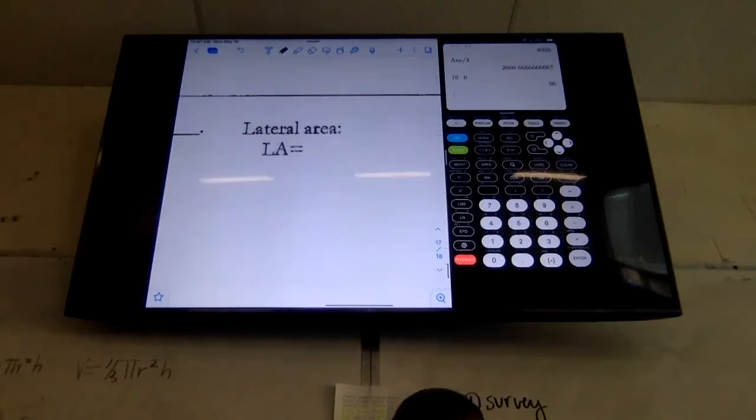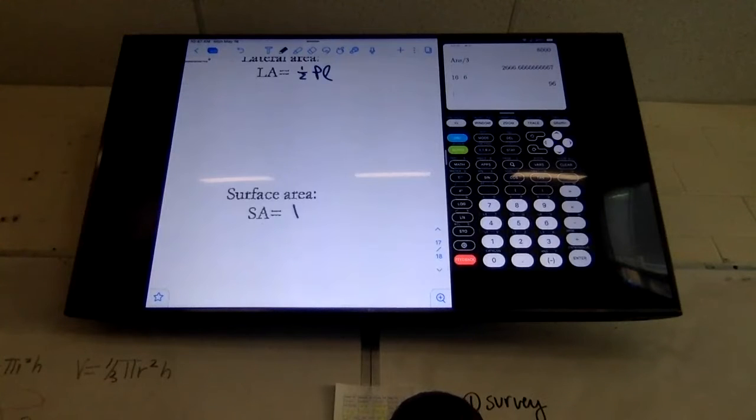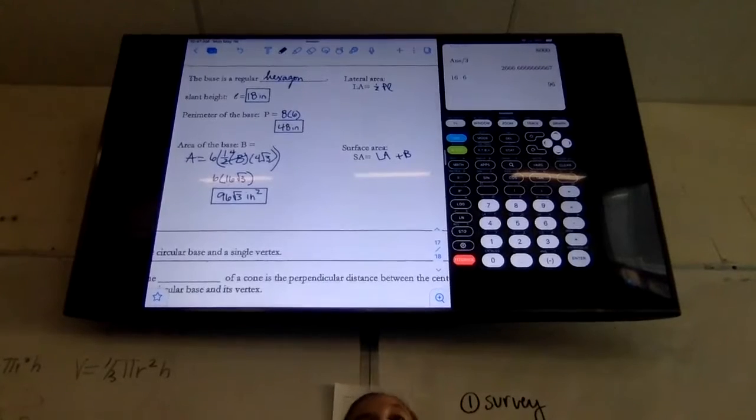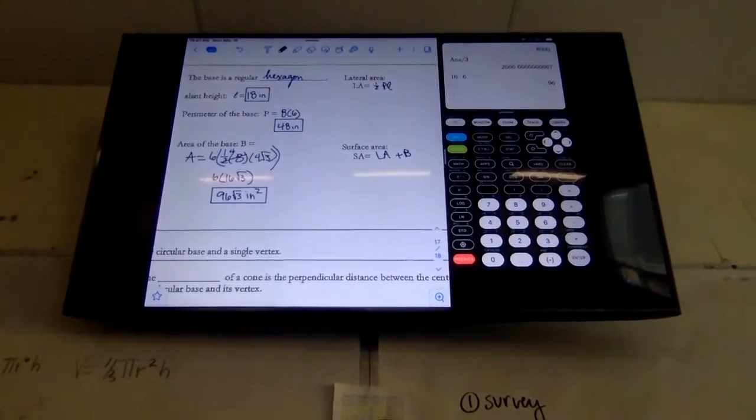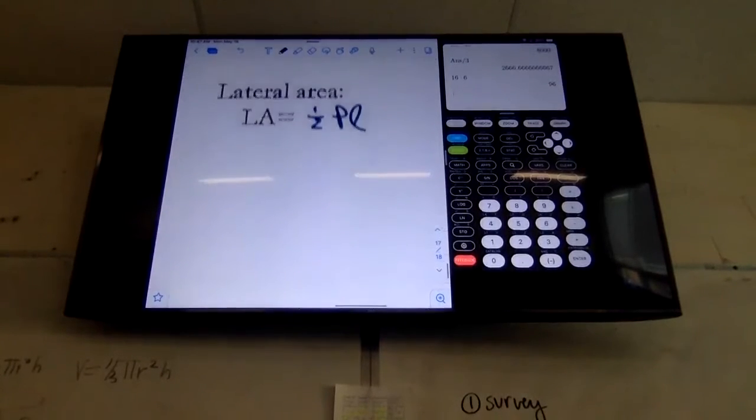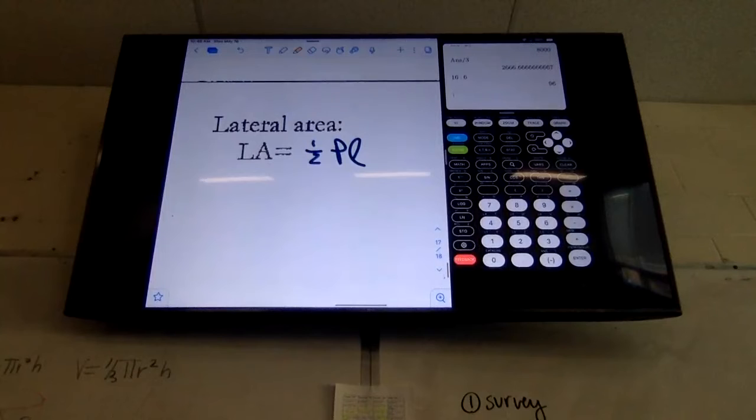So when we come over here, lateral area is 1/2 P times L. So that's my slant height. And then surface area is just LA plus B. The only reason we found a regular height in the last problem is because I wanted you to also find the volume. So we had to use the H there. So with these, do we make a slant height L for the LA? Yes. That answer your question?